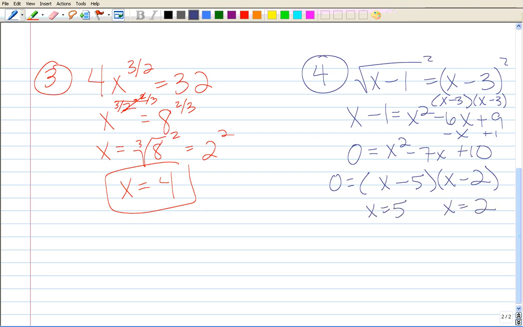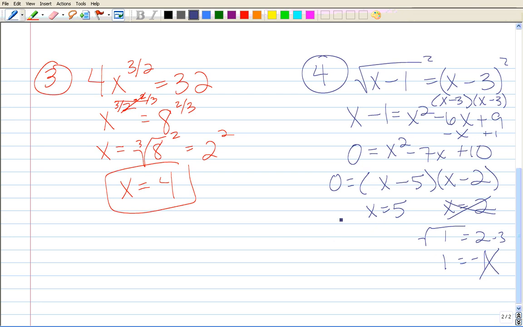And again, it's really important, especially in a situation like this when we squared something, to always take your answers and plug them back in, because you may end up with an extraneous solution. When I check 2 here, if I plug in 2 to what I started with, I'll have the square root of 2 minus 1, which is 1, equals 2 minus 3. Well, the square root of 1 is 1. 2 minus 3 is negative 1. Not okay. So 2 is not our solution.